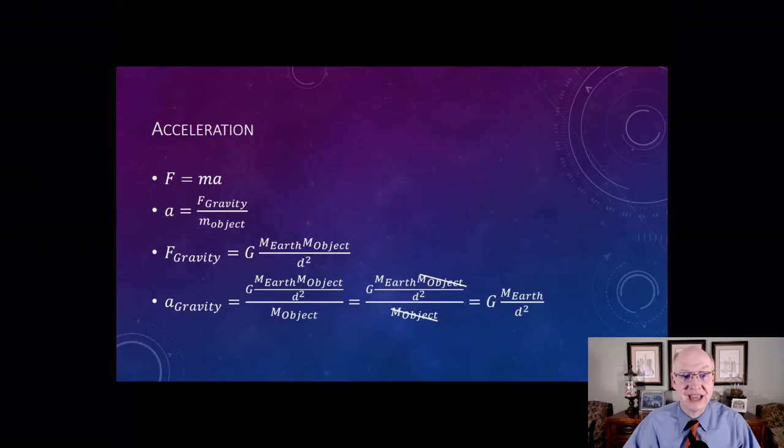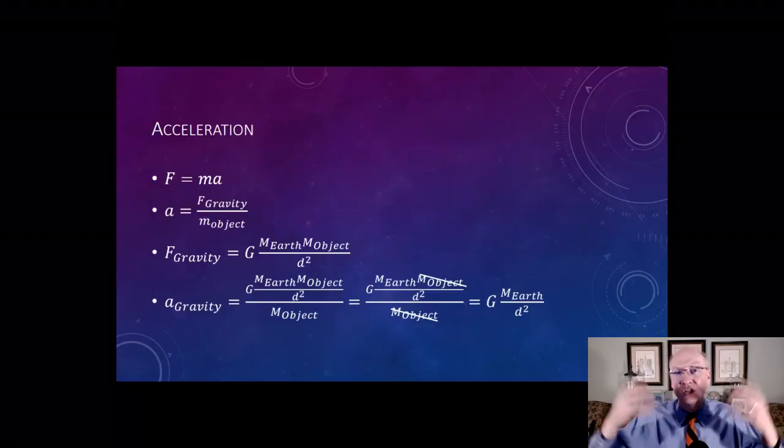And here's what's amazing. You'll notice that the mass of the object in the bottom and the mass of the object in the top cancel one another out. And what we're left with is that the acceleration due to gravity is just G times the mass of the Earth over the distance from the center of the Earth to the surface of the Earth, the radius of the Earth squared. It doesn't depend on the mass of the object.